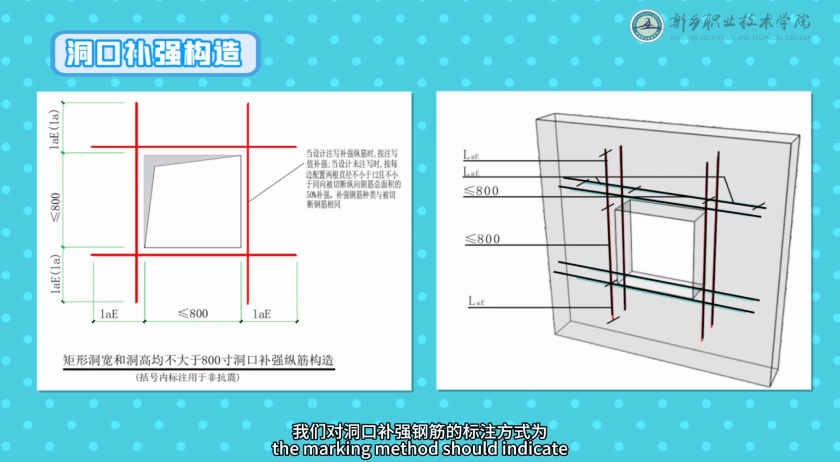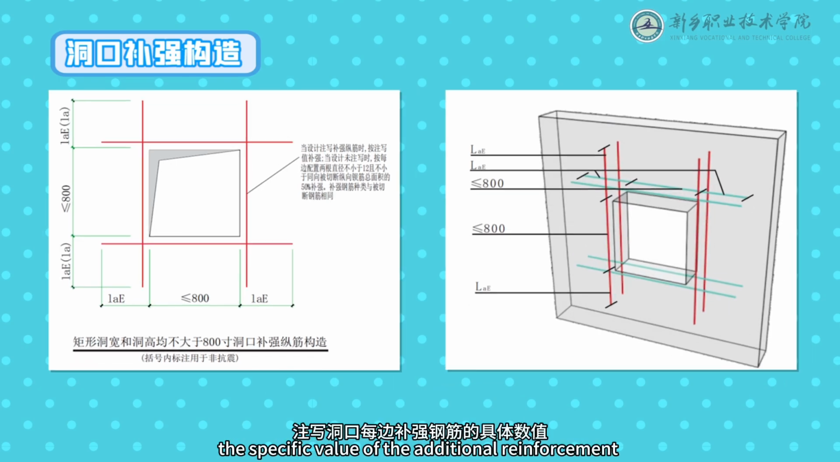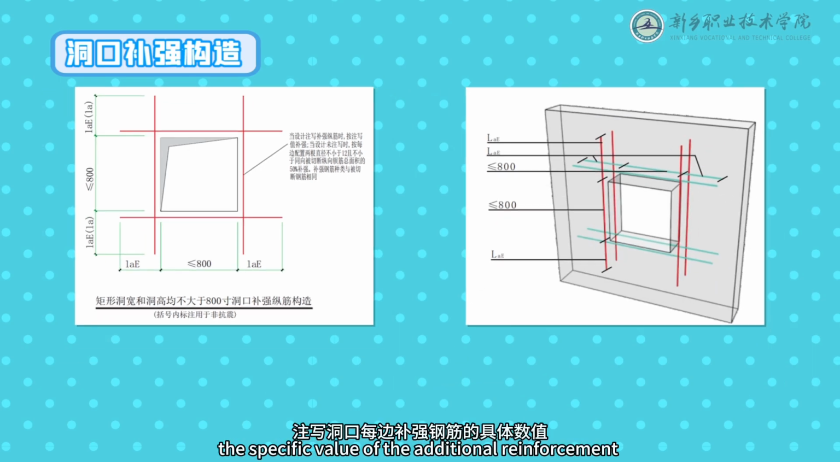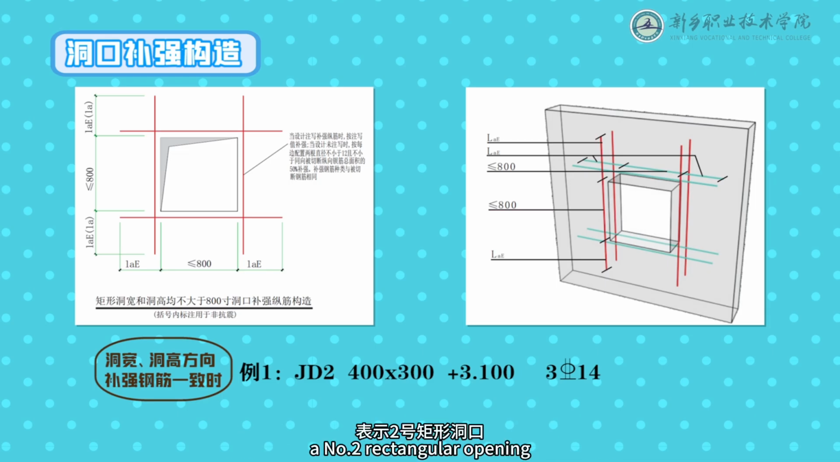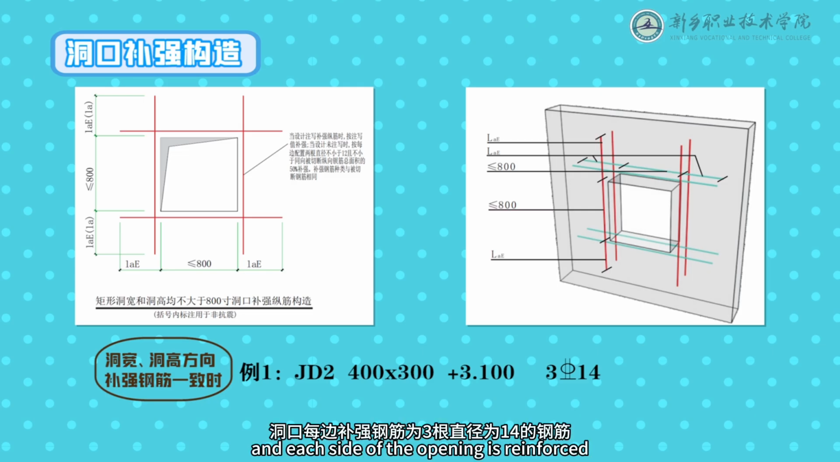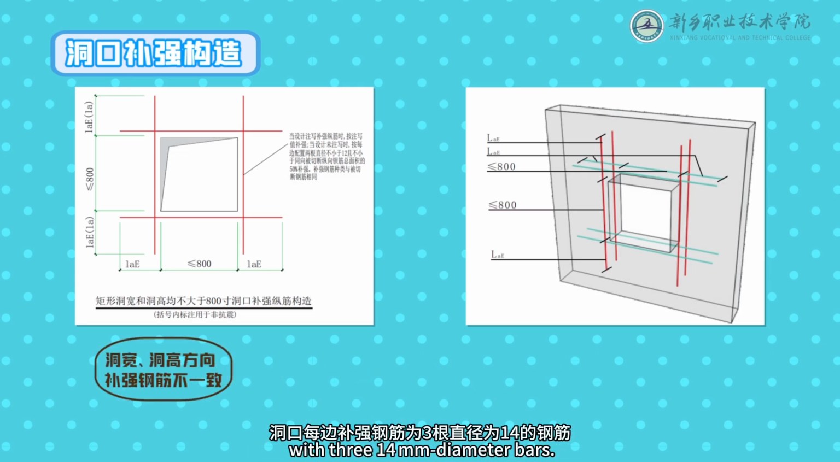In this case, the marking method should indicate the specific value of the additional reinforcement for each side of the opening. For example, JD2, 400 by 300, plus 3.100, 3 14 means a number 2 rectangular opening with a width of 400 millimeters and a height of 300 millimeters. The center of the opening is 3,100 millimeters above the structural floor level, and each side of the opening is reinforced with 3 bars of 14 millimeters diameter.